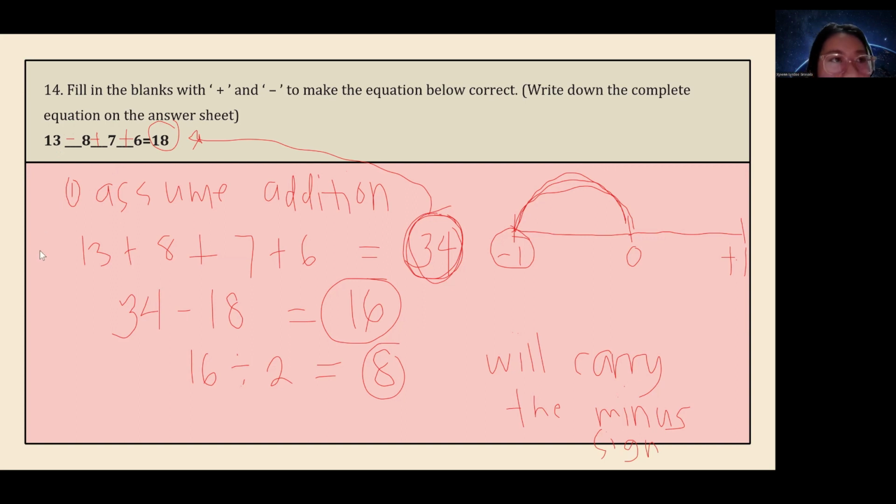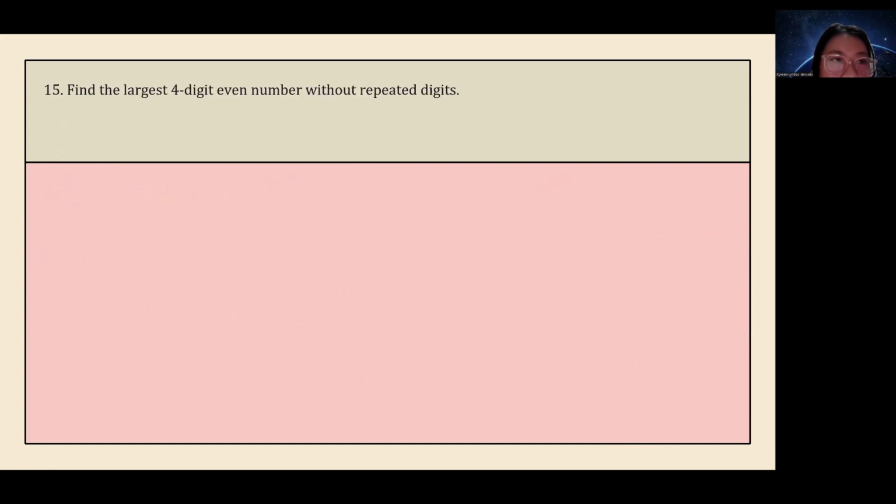Okay, next. Let's do number 15. Find the largest four-digit even number without repeated digits. Okay, so what are our digits? We could have digits from 0 to 9. So 0, 1, 2, 3, 4, 5, 6, 7, 8, 9. And we have a four-digit even number.